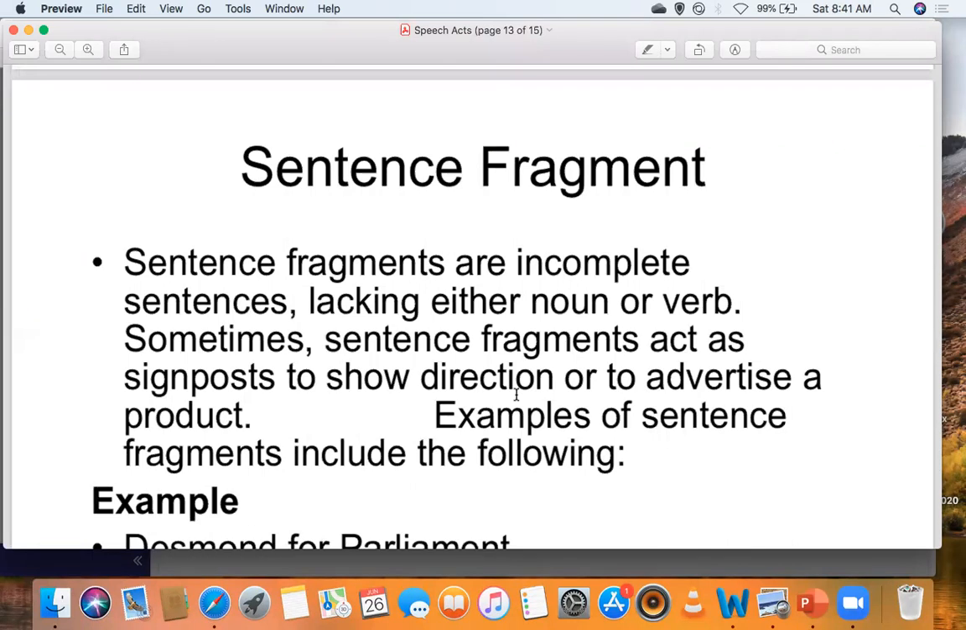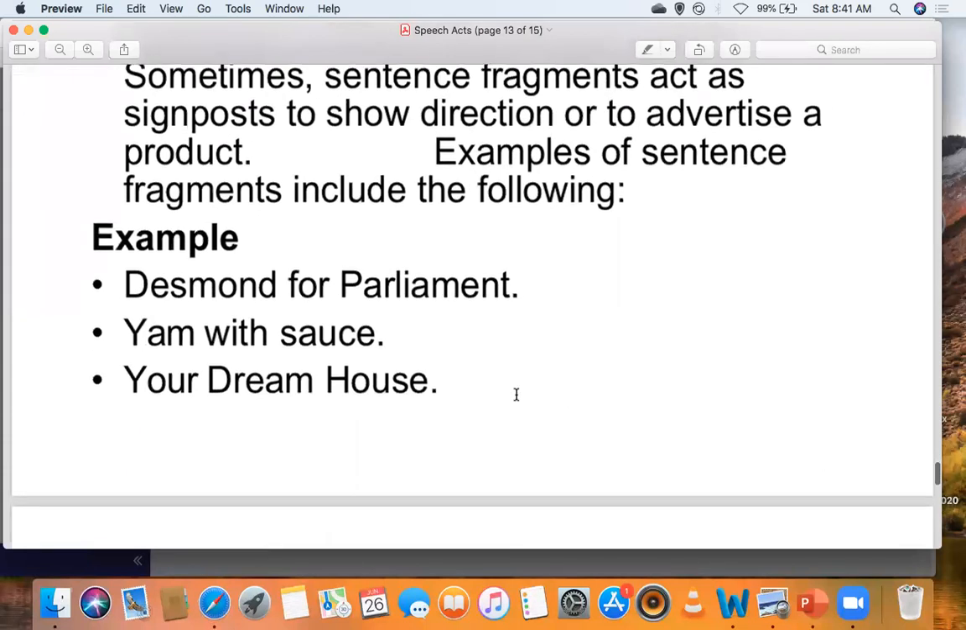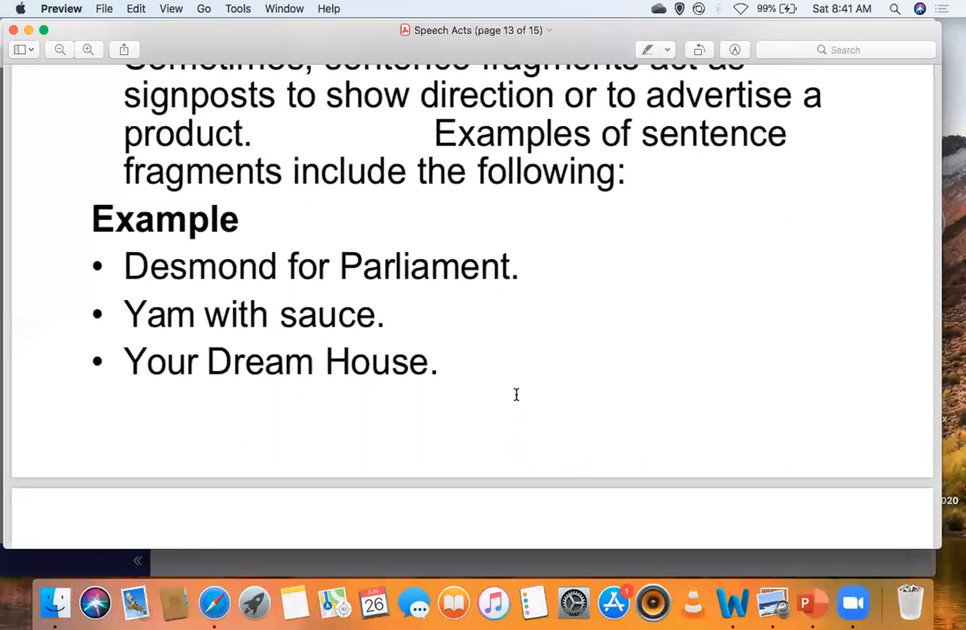Then you have sentence fragments. Sentence fragments are incomplete sentences, lacking either a noun or a verb. Sometimes sentence fragments act as signposts to show direction or to advertise a product. Examples of sentence fragments: Desmond for Parliament. What is missing in Desmond for Parliament? At least a verb is missing. Then you have other examples: yam and sauce, your yam with sauce, your dream house.